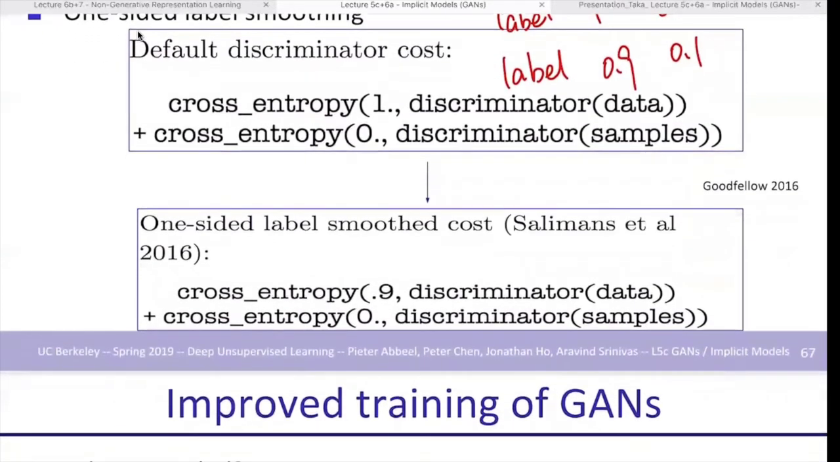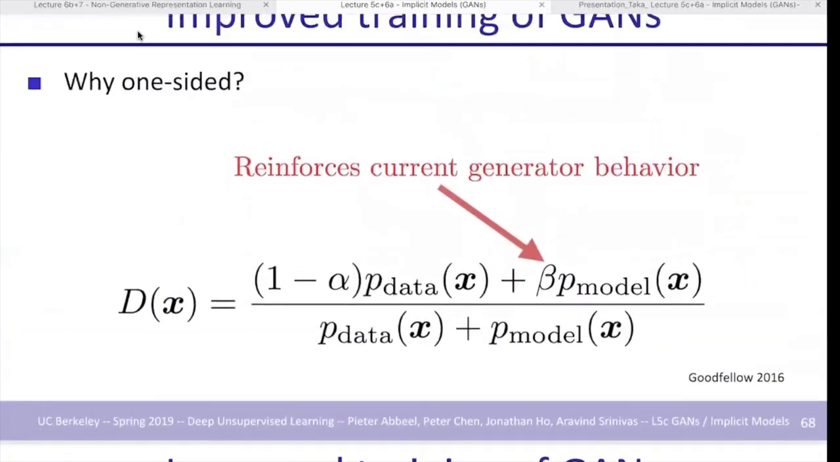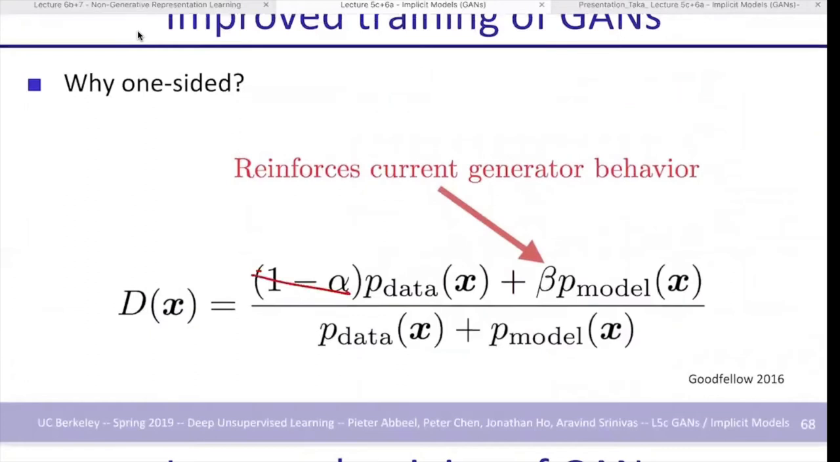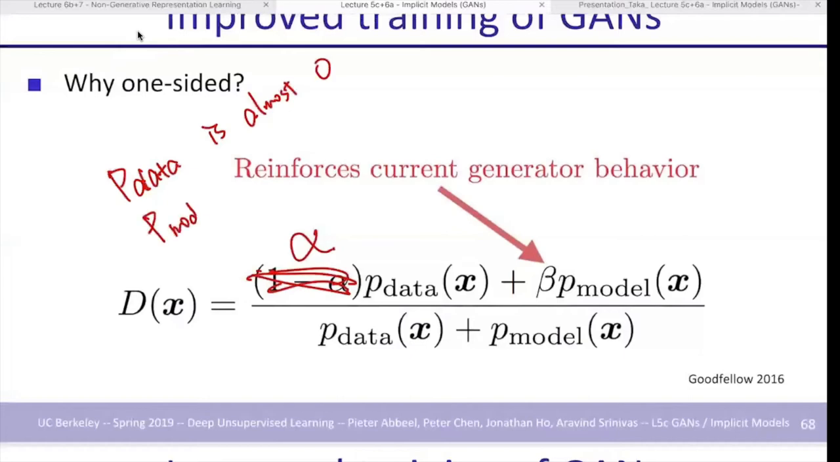Why he wants to use it is because you can see here that he used alpha multiplied by p_data and beta multiplied by p_model, where alpha and beta sum to one. When we use the discriminator to decide whether this is real data or data the model generated, he wants to show that p_data is almost zero and p_model is too large.